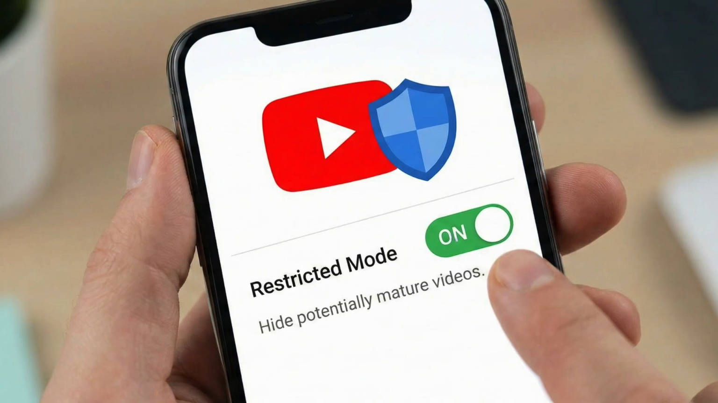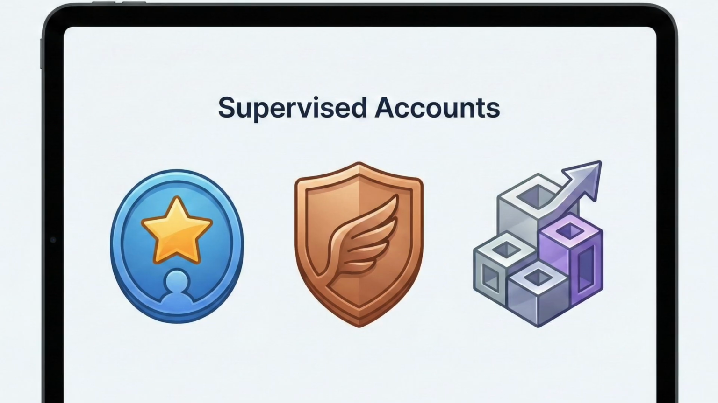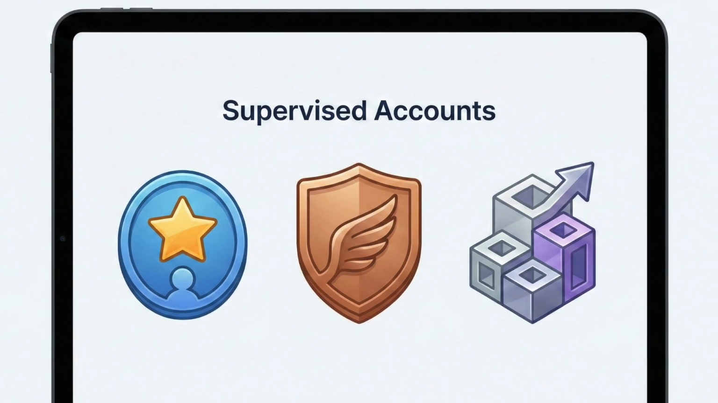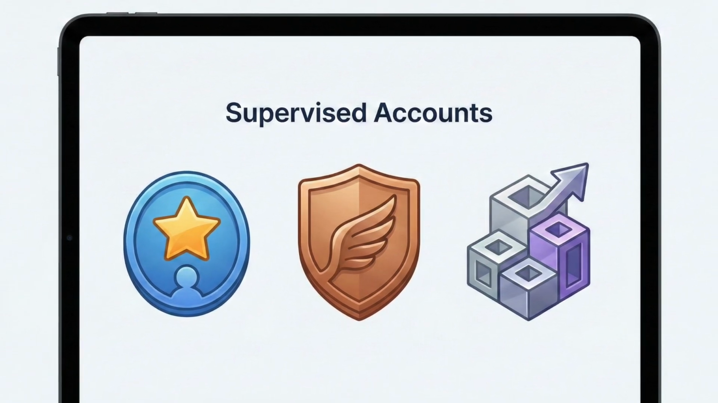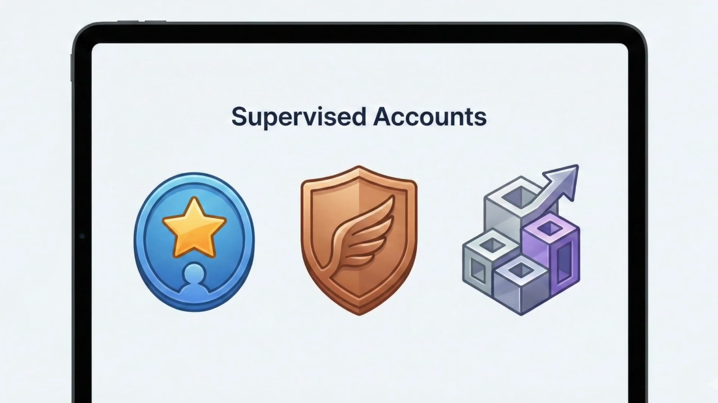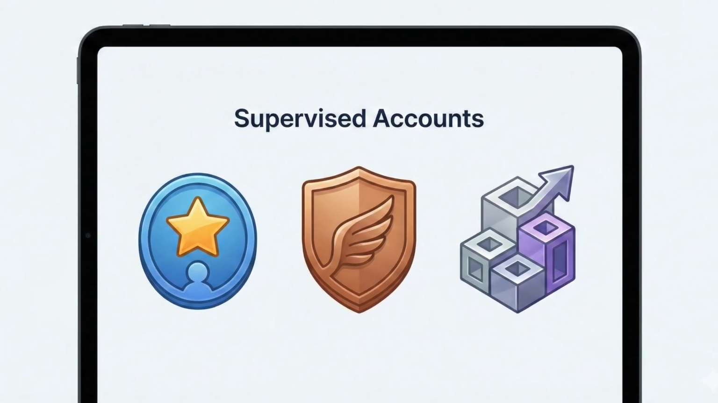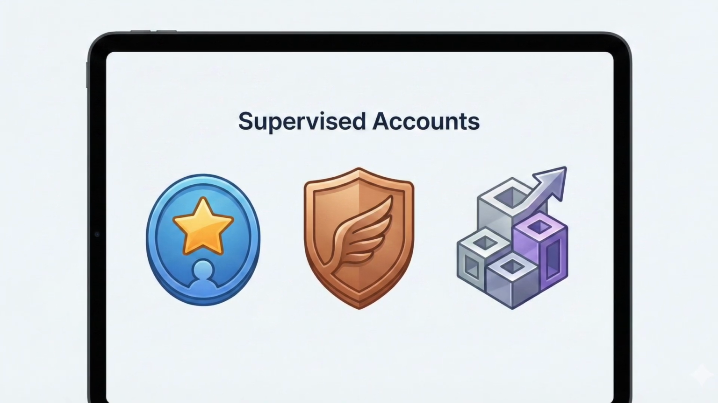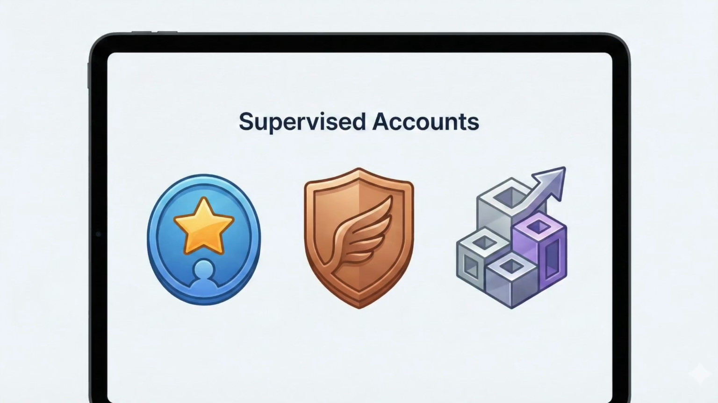2. Use YouTube supervised accounts. If your child uses regular YouTube, create a supervised account. You can choose between Explore, ages 9 plus; Explore More, ages 13 plus; and Most of YouTube, for older teens. These options control what videos appear and limit mature categories automatically.